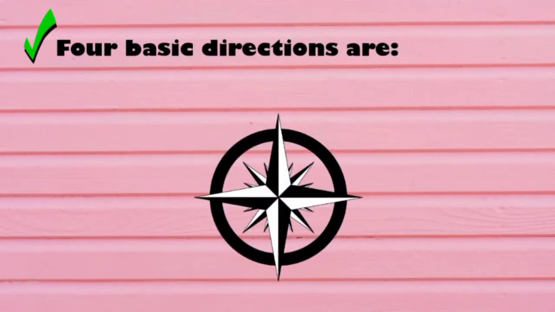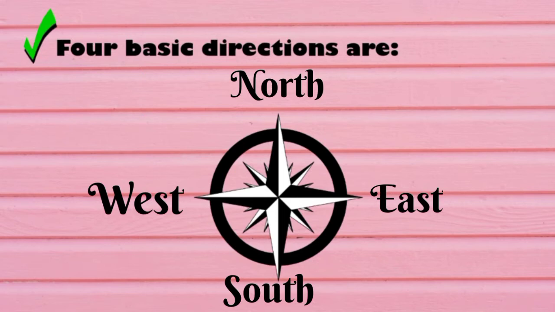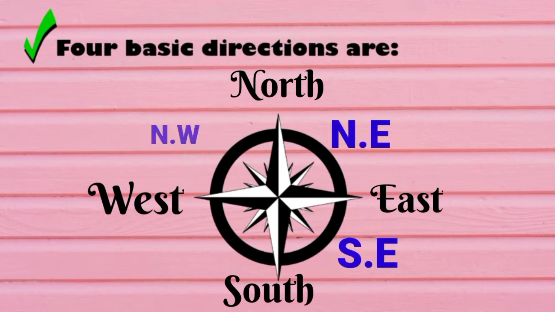In interpreting a map, directions are important. So what are the 4 basic directions? Very good. We have the north, south, east, and west. It is also important to know the ordinal directions in reading the map. Ordinal directions are northeast, southeast, northwest, and southwest.